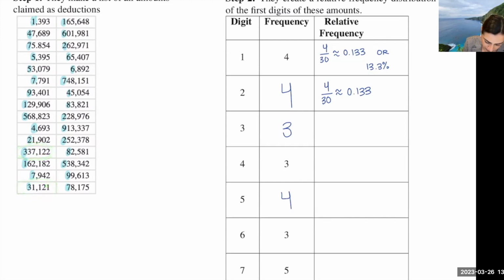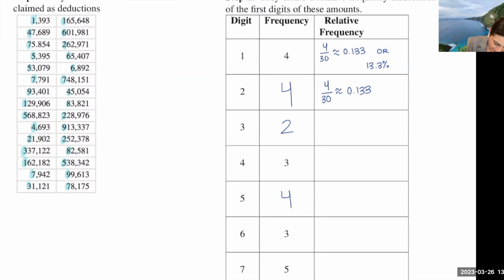So I apologize for my little typos here. This should be a 2 because there's only 2 amounts that start with a 3. So I apologize, that might have confused you. Why was I writing a 2 and then a 3? I think I was saying a 3 and then I wrote a 3 even though I meant to write a 2. Okay. All right, let's move on.